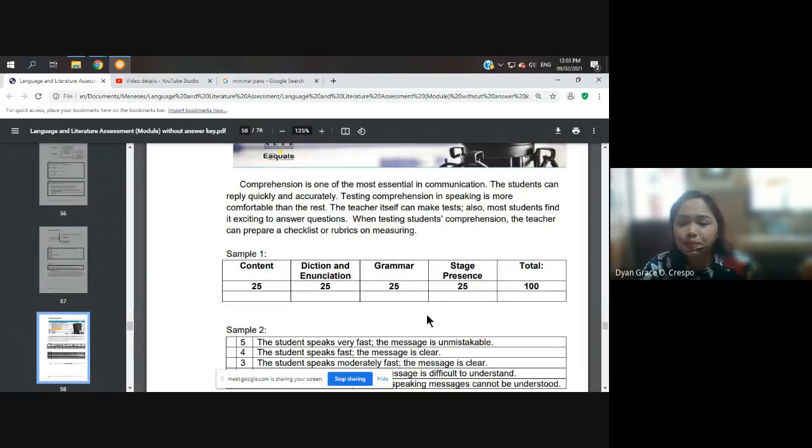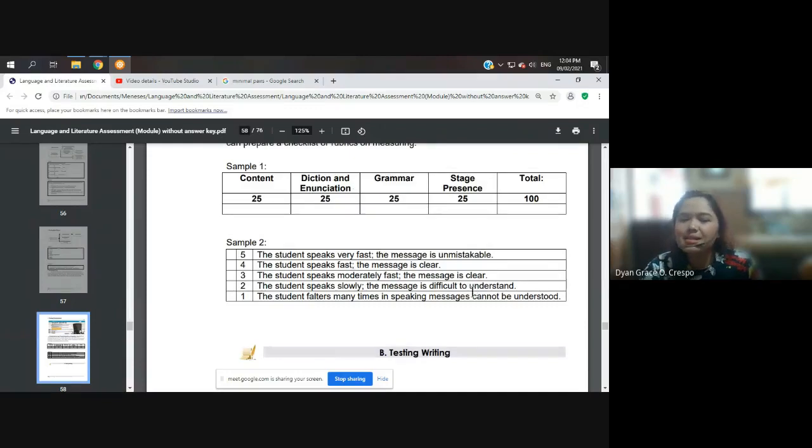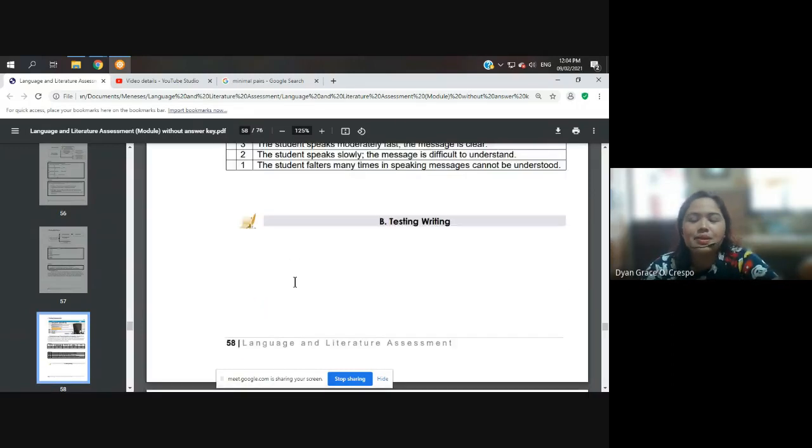Actually, this one is an example of extemporaneous speech. Okay, ganyan. Sample 2, the student speaks fast. The message is unmistakable. Number 4, the student speaks fast. Okay, so that's an example. Okay, so we're done with speaking. Now we have testing writing.